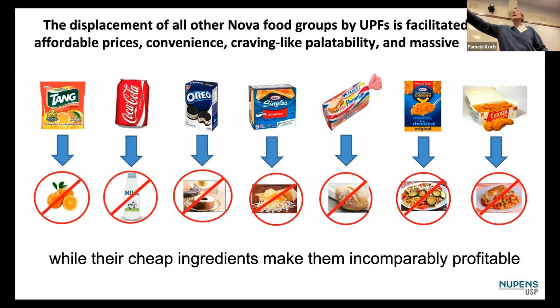And with this, they displace the actual foods because the industry cannot make them as cheap as ultra-processed foods. Convenience: they are all ready to eat. So you don't need to cook ultra-processed food. They are completely ready to eat. So they are convenient. And remember that I told you that there are formulations.